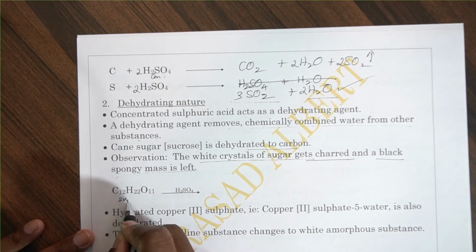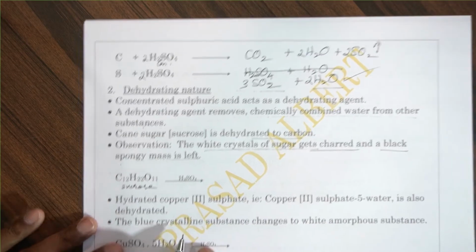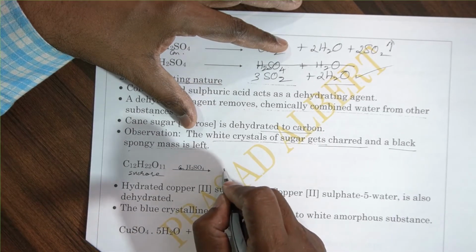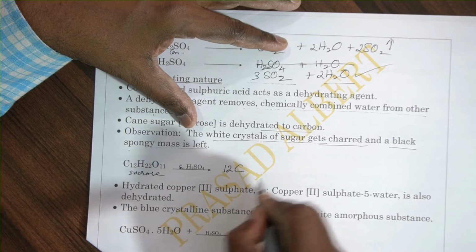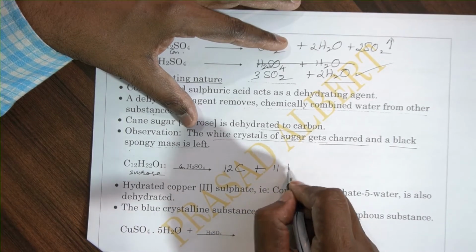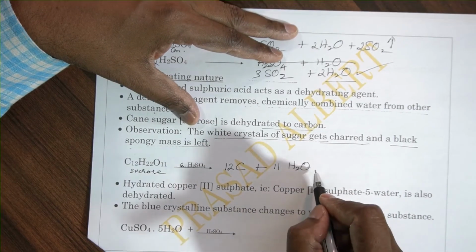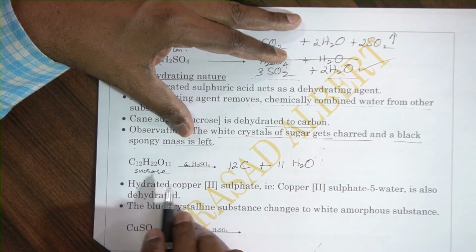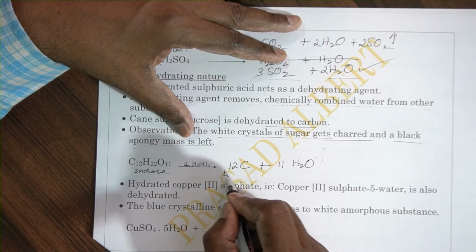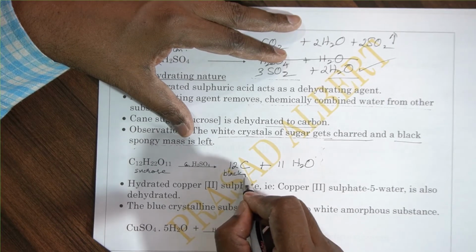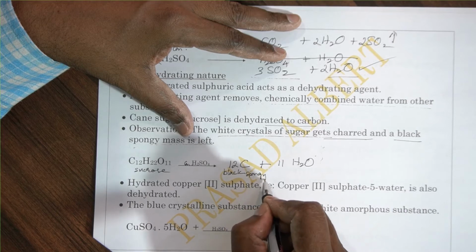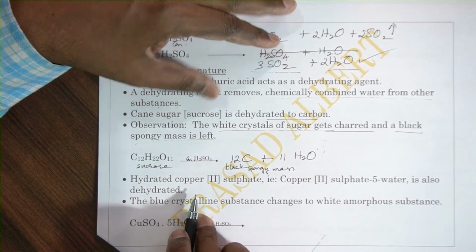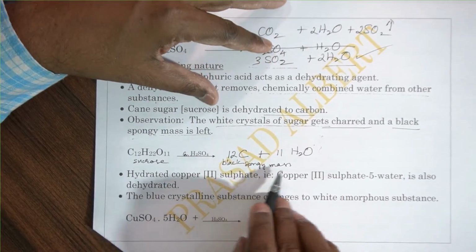C12H22O11, this is sucrose. When concentrated H2SO4 is added to it, it changes to 12 atoms of carbon and 11 H2O. So water will be removed as vapor because it will go out because of the temperature produced, and the black spongy mass is the 12 atoms of carbon. Black spongy mass is produced. So sugar burning to carbon is known as charring, charred to a black spongy mass.